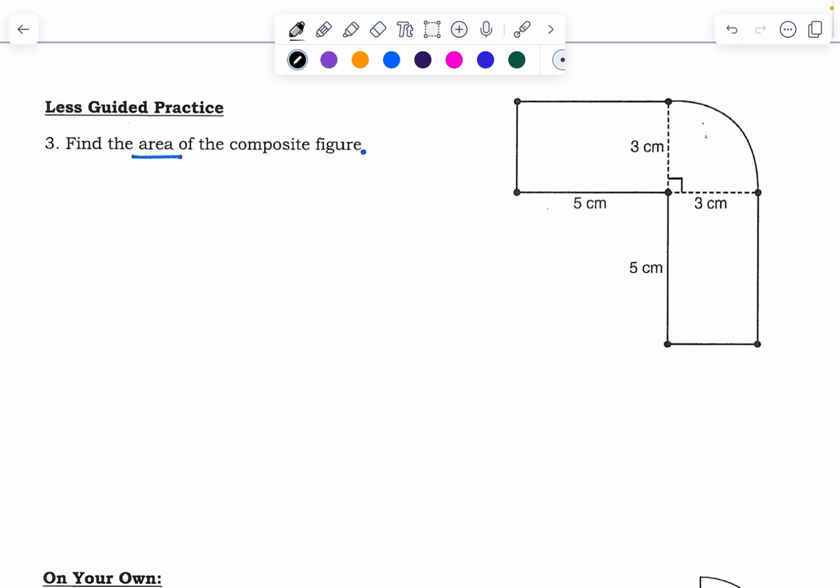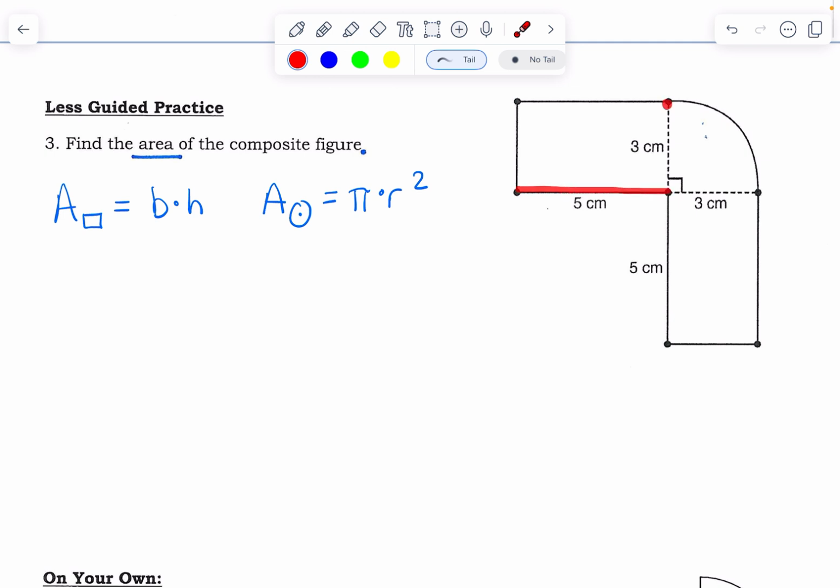Find the area of the composite figure. So now what do we see? I see 2 rectangles right here, and I see 1/4 of a circle. Okay, so I need my rectangle formula. I just like to write my formulas down, so it kind of makes me think, what all information do I need to have? So if we look at the rectangle, the base is 5 and the height is 3. And on the second rectangle, the base is 3 and the height is 5. So those 2 rectangles have the same dimension.